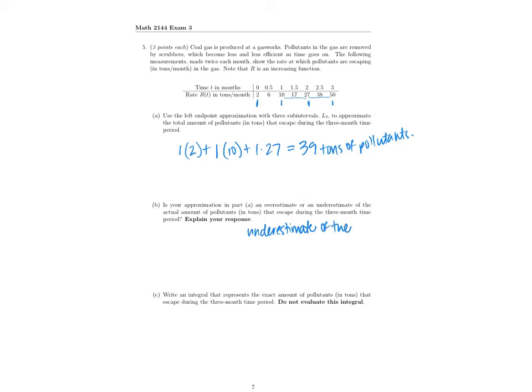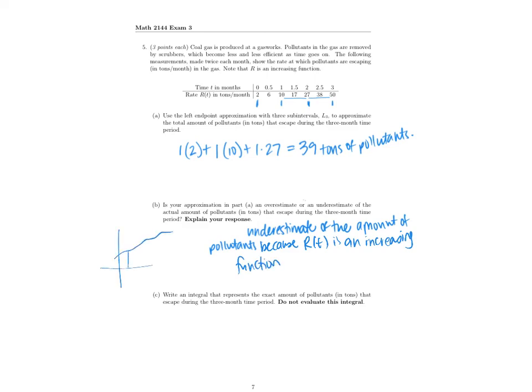So it's an underestimate of the amount of pollutants, because I can see that the rate is an increasing function. So if I were to graph it, it would be some kind of increasing thing. And so left-hand approximations are going to be underestimates.